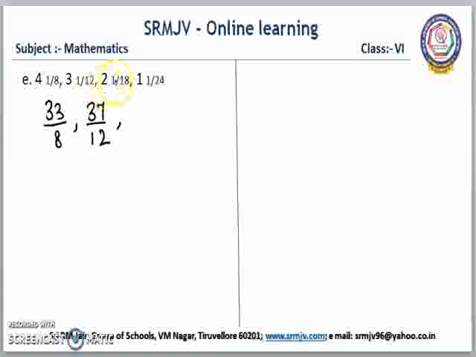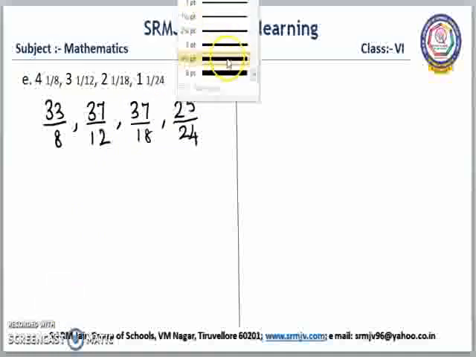Here 2 1 by 18. So 18 into 2, 36, 36 plus 1, 37. 37 by 18. Then 1 1 by 24. 24 into 1, 24 plus 1, 25. So 25 by 24. These are the improper fractions for the given mixed numbers. Now we have to change these improper fractions to like fractions.